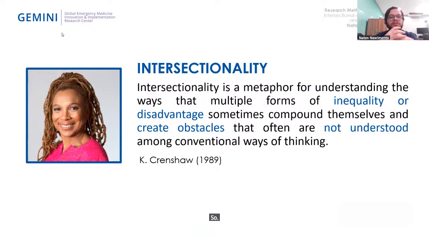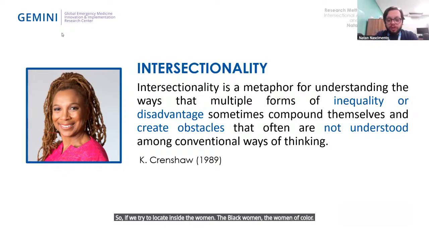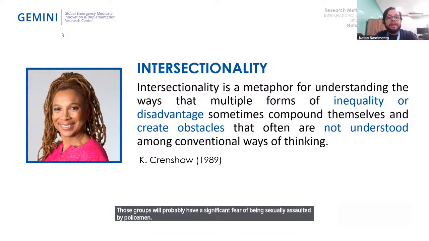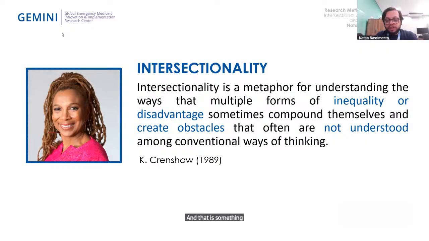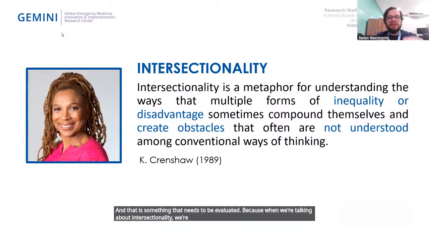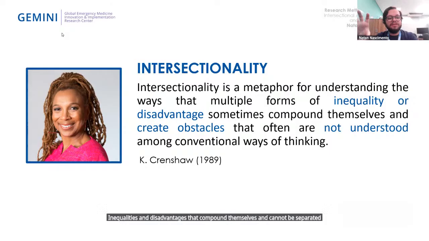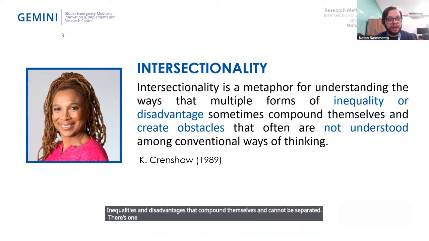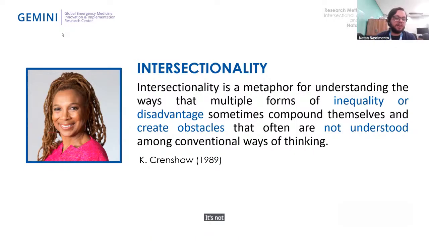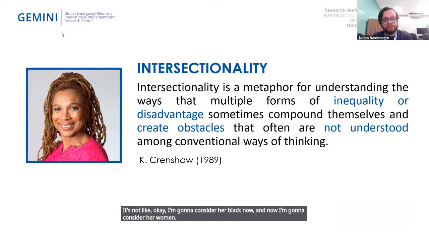So if we try to locate inside the women, the Black women, the women of color, those groups will probably have a significant fear of being sexually assaulted by policemen. And that is something that needs to be evaluated. Because when we're talking about intersectionality, we're talking about inequalities and disadvantages that compound themselves and cannot be separated. Black women are always Black and always women. It's not like, okay, I'm going to consider her Black now, and now I'm going to consider her a woman. That's not something that we can do.